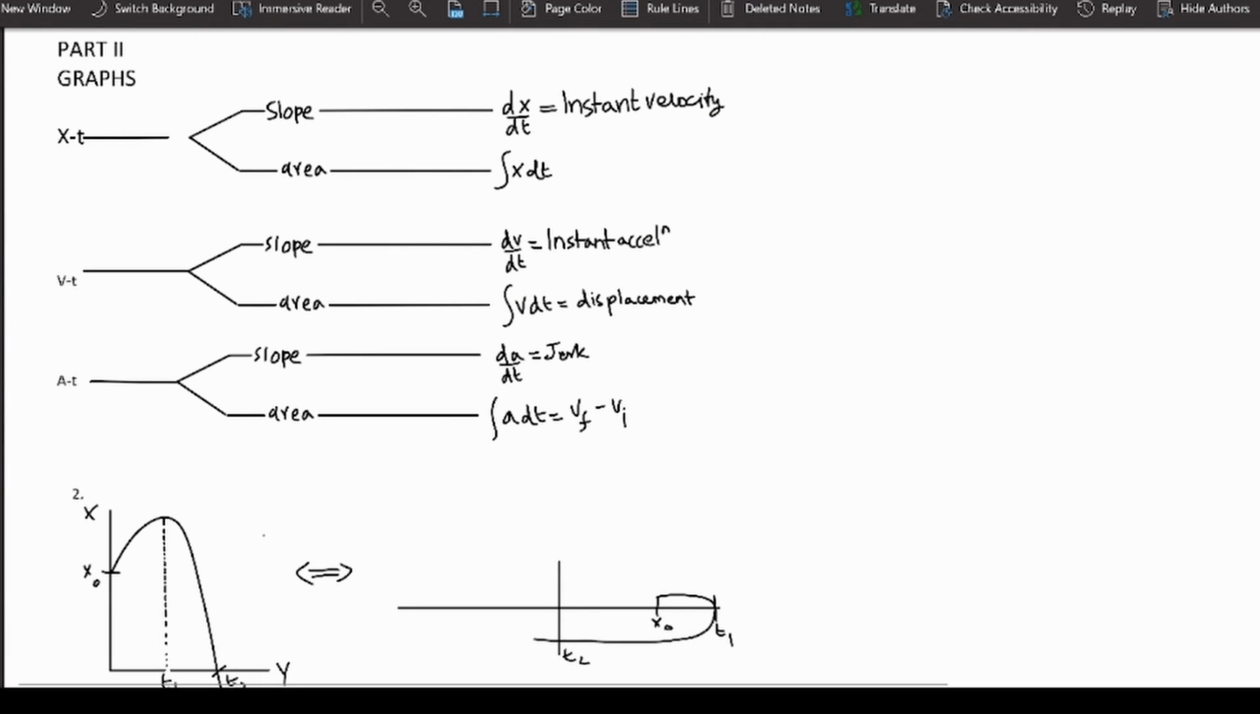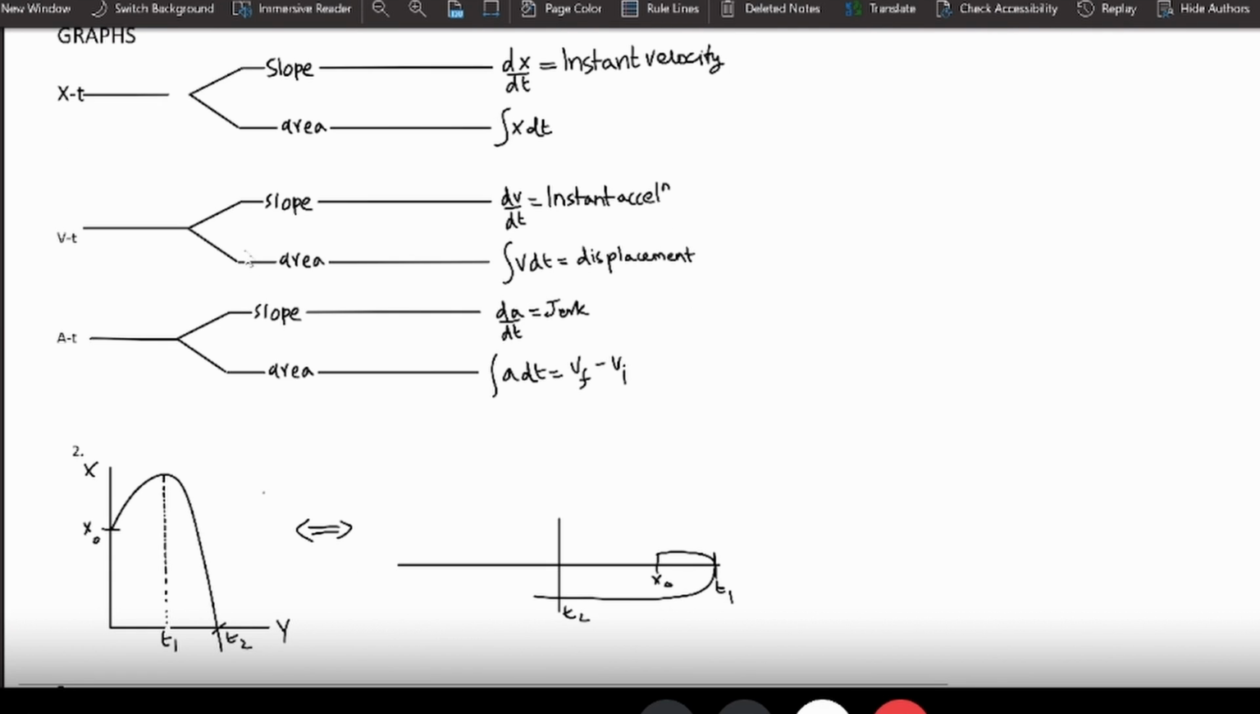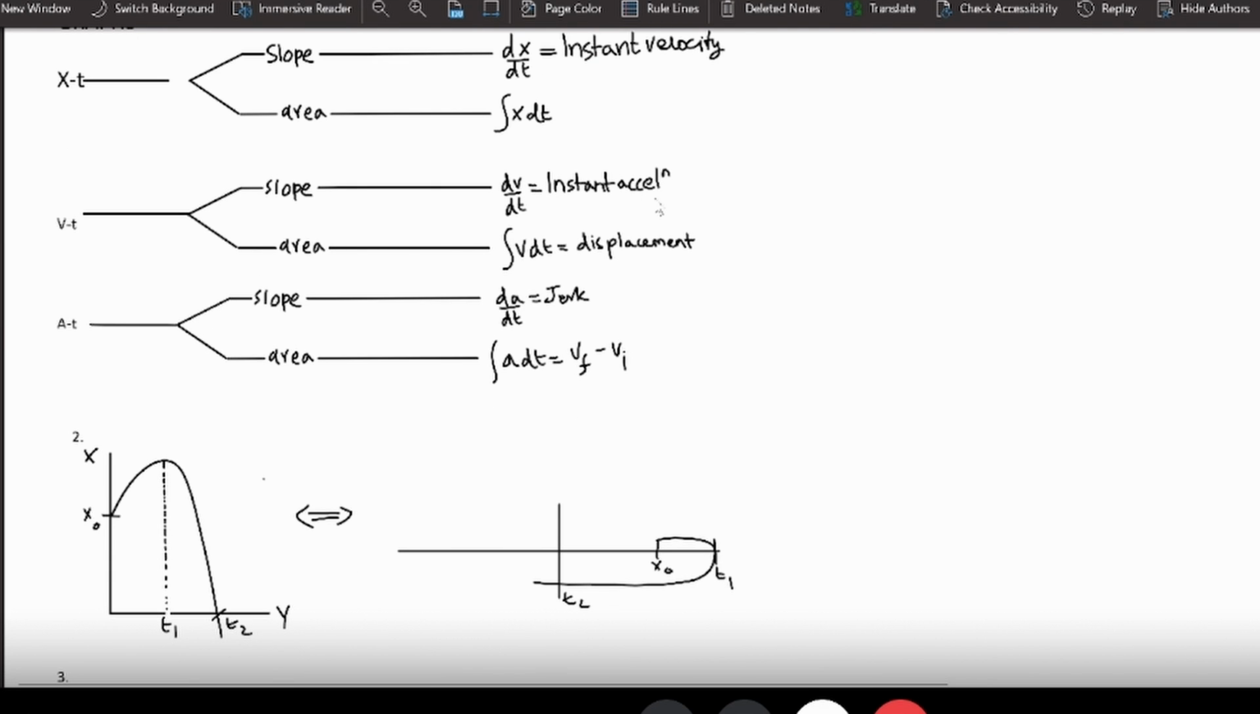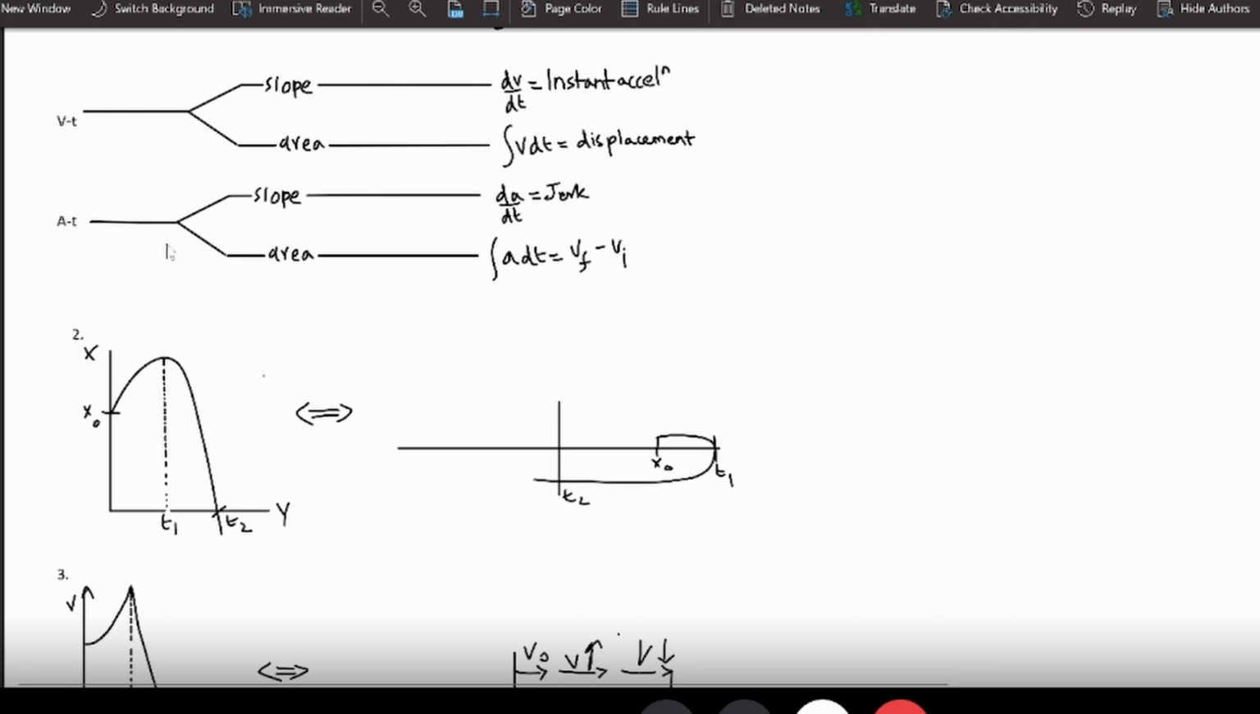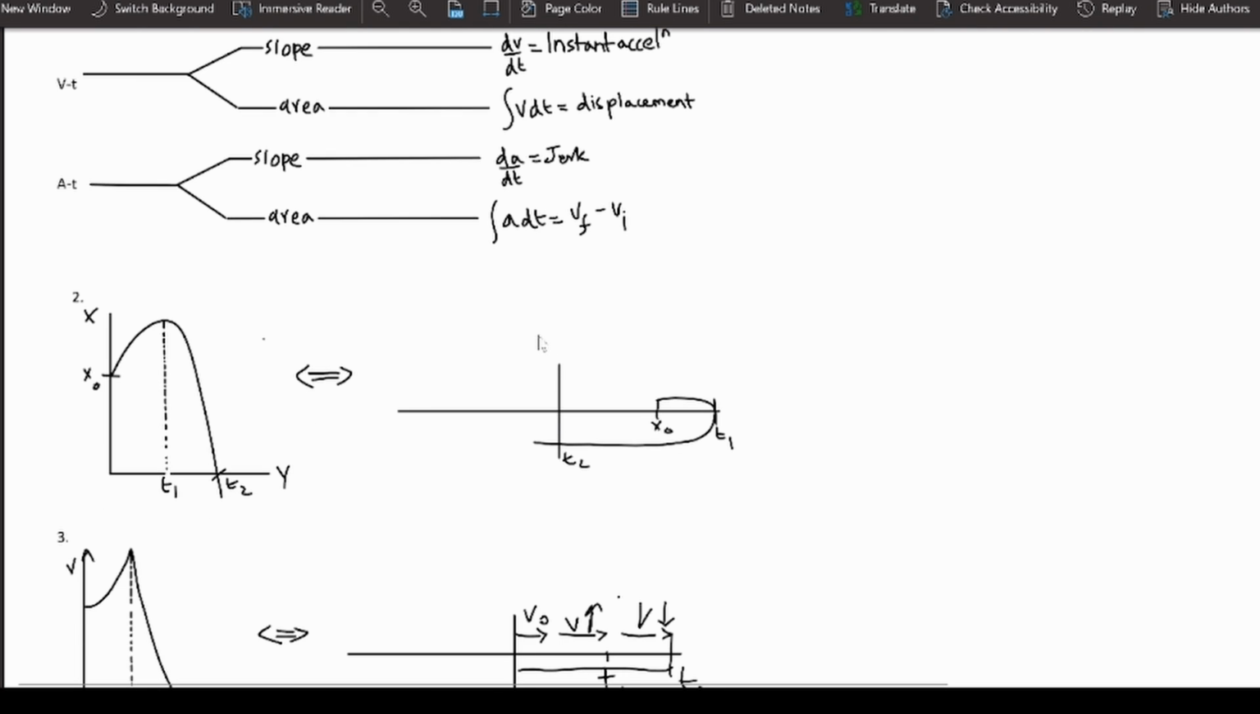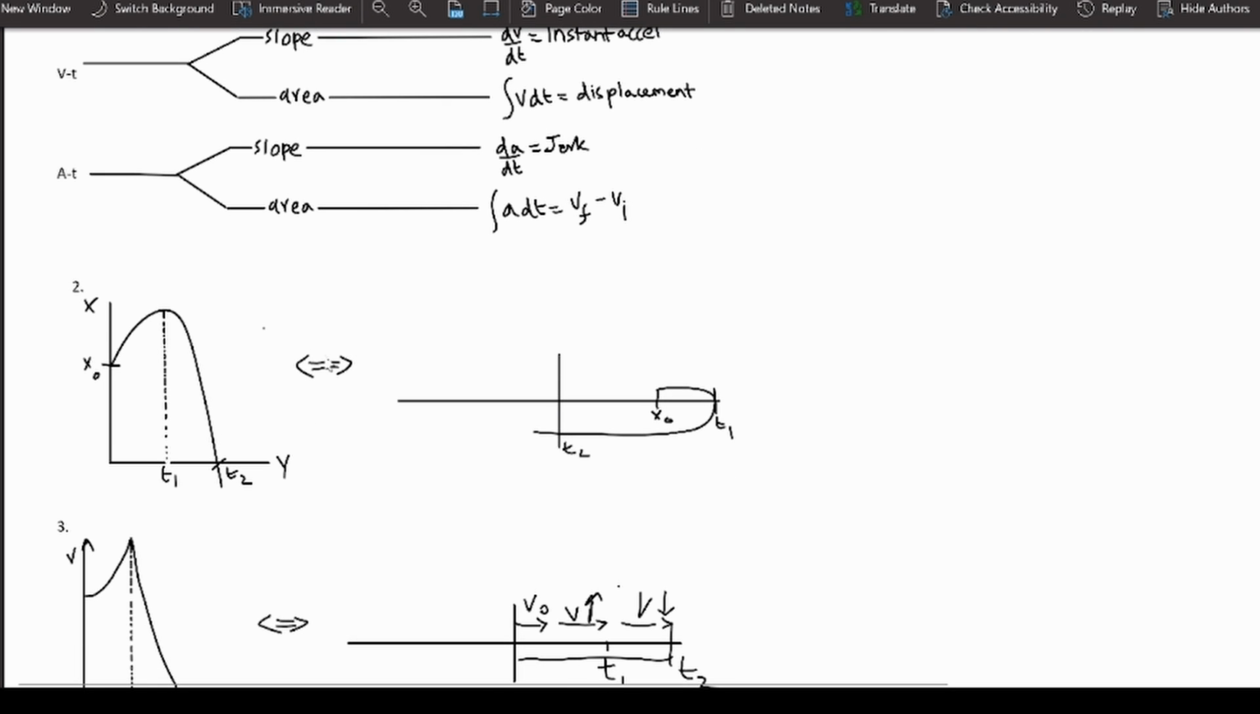And next comes the VT graph. The slope of the VT graph gives instantaneous acceleration, and the area gives displacement. And when it comes to the AT graph, the slope gives jerk, that is the rate of change of acceleration, and the area gives you the change in velocity, that is v final minus v initial. So let's check a few examples here.